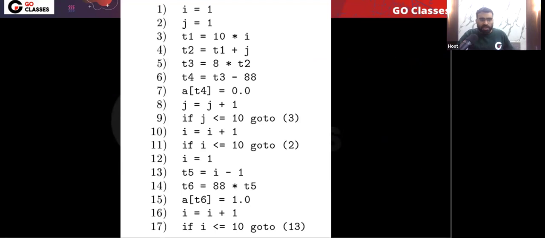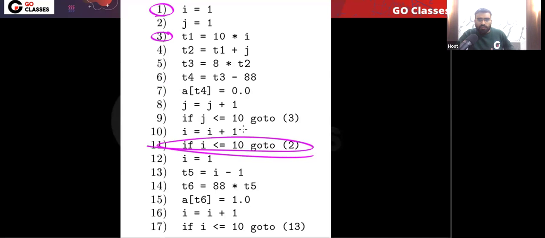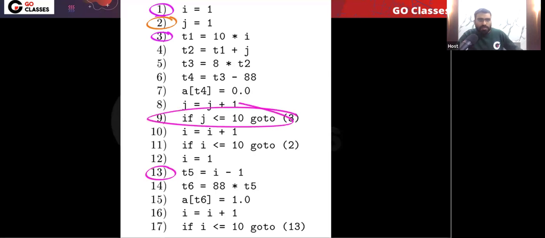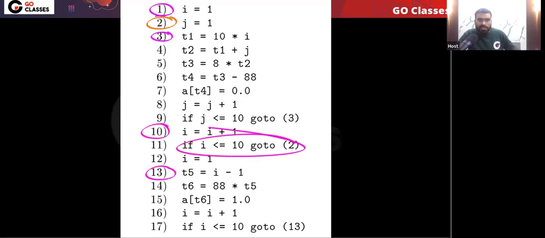So very simple. First you create the CFG. The first instruction is a leader. You already know that the first instruction is a leader. The target of any jump instruction is a leader. So for example, this 3 is a leader. The target of any jump instruction is a leader. So this 2 is also a leader. Next, you can see the next instruction. Remember, the target of any jump instruction is a leader. So this is also a leader. The next instruction of a jump instruction is a leader. So this is a leader. The next instruction of a jump instruction is a leader. So this is a leader. So these are the leaders.